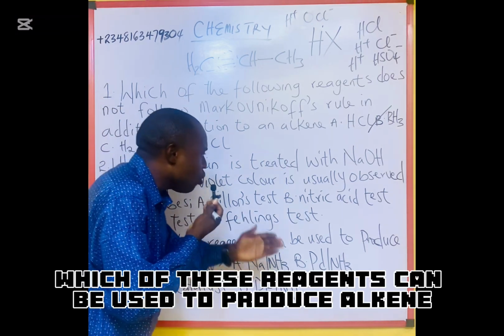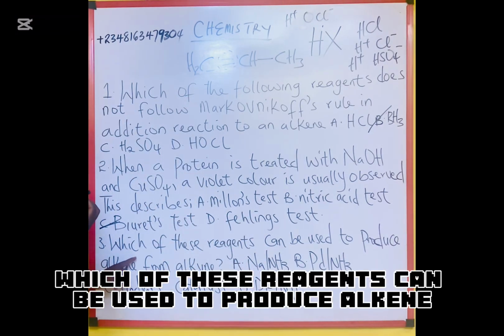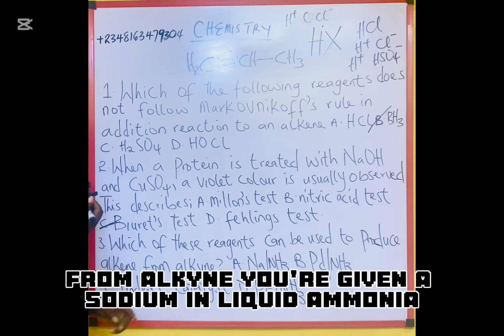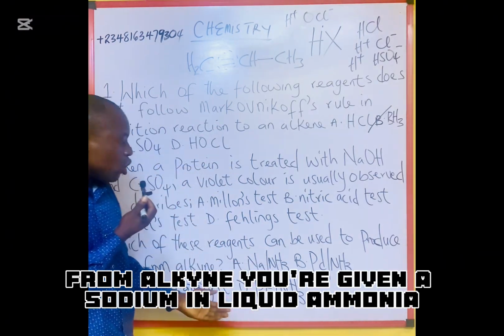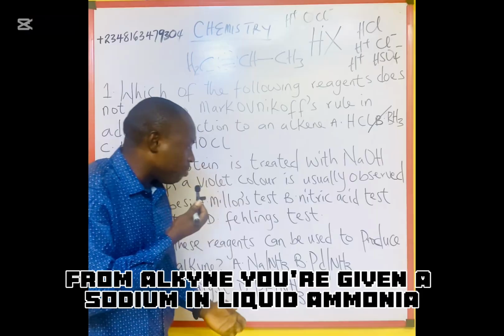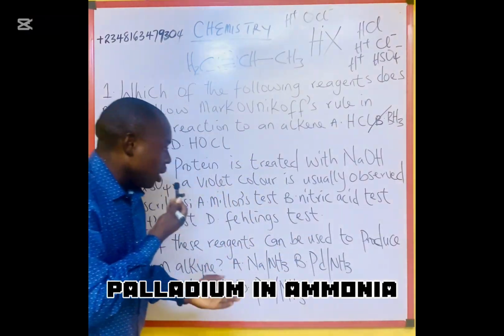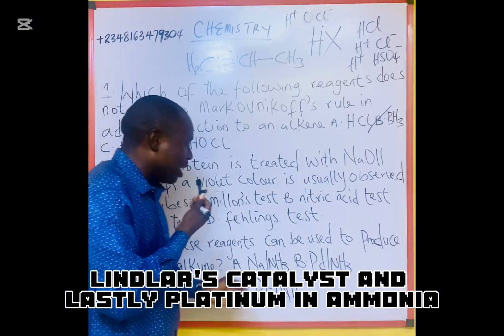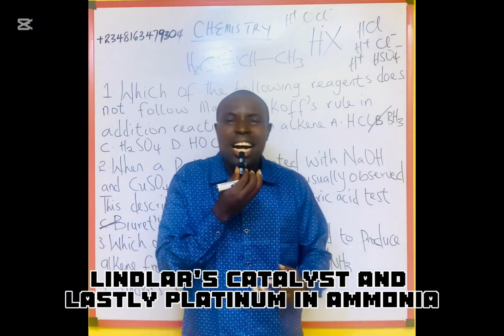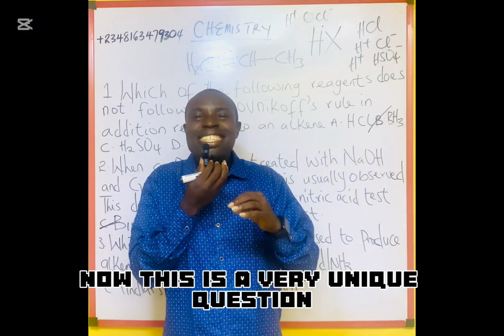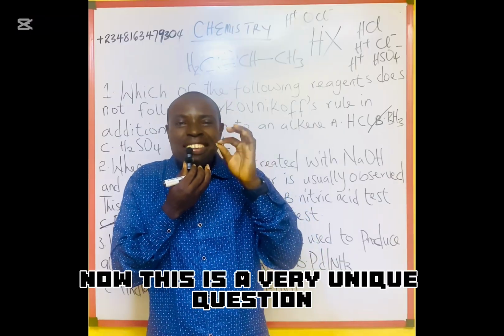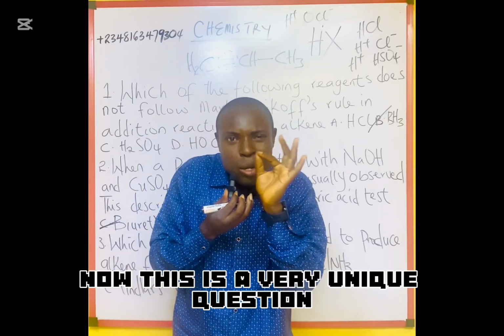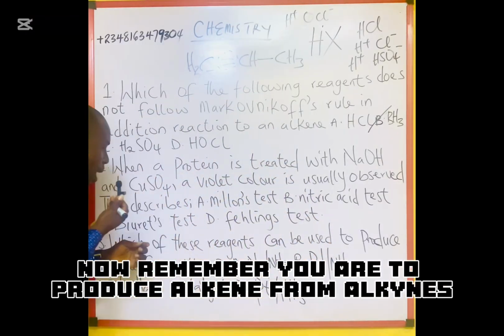And lastly, we move to question number 3, which is: which of these reagents can be used to produce alkene from alkyne? You are given A, sodium in liquid ammonia; palladium in ammonia; Lindlar's catalyst; and lastly, platinum in ammonia. Now, this is a very unique question. Remember, you are to produce alkene from alkyne.